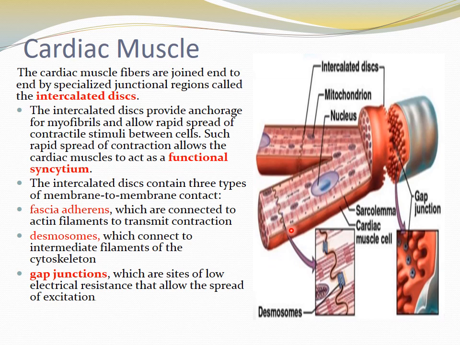The intercalated discs are joined together by special junctions, and there are three types of junctions which can be identified in these intercalated discs. That is the fascia adherens, which is connected to the actin filaments to transmit the contraction, and then the desmosomes, which connect the intermediate filaments of the cytoskeleton, and the gap junctions, which are sites of low electrical resistance that allow the rapid spread of the excitation, and all the muscles contract as a syncytium.